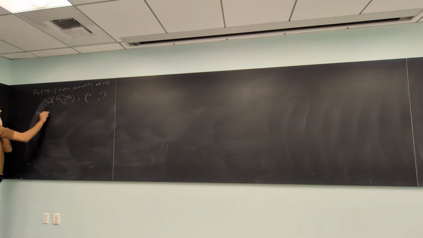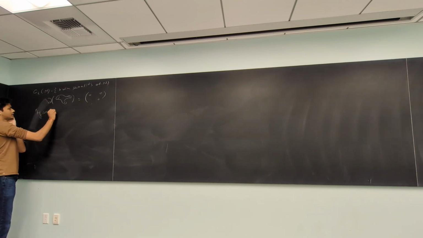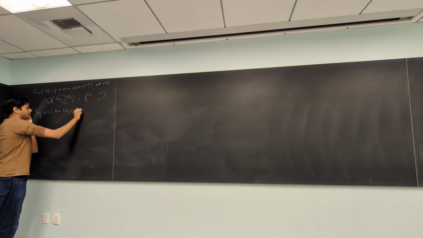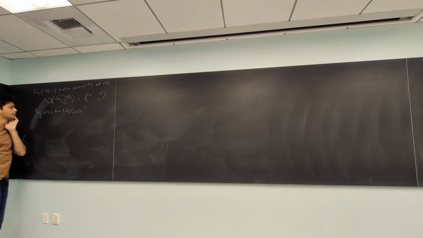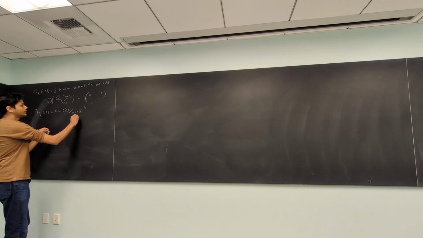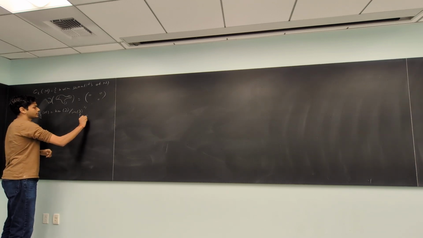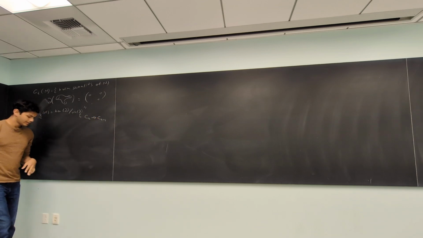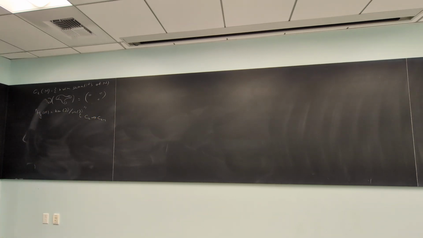So H_k of M, notice that the k is lower over here, in quotes, is the kernel of the boundary operator modulo the image of the boundary operator. So this looks very similar to cohomology, except in this case this differential operator goes from C_k to C_{k-1}, so it goes down a degree. And so geometrically, what does it mean to be in the kernel of d? It means that you don't have any boundary.